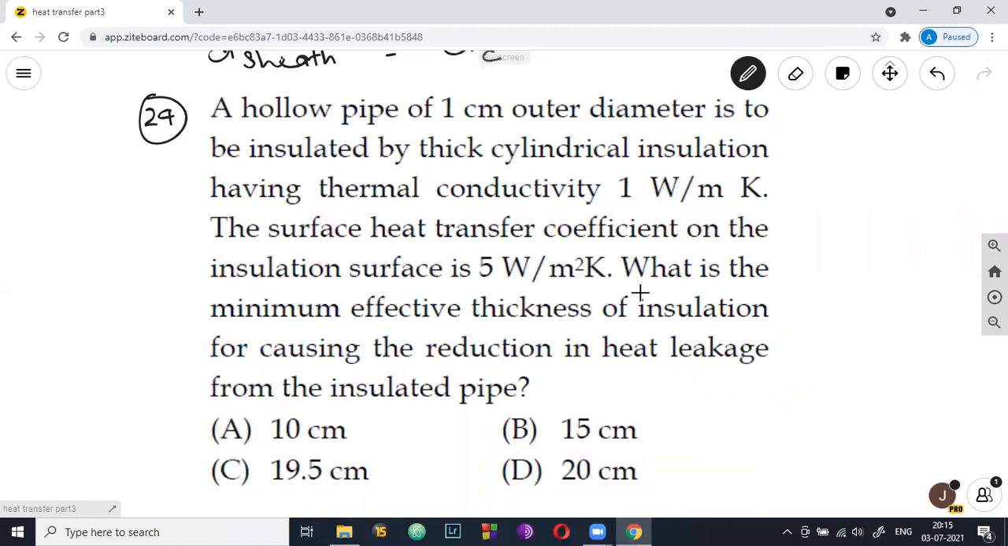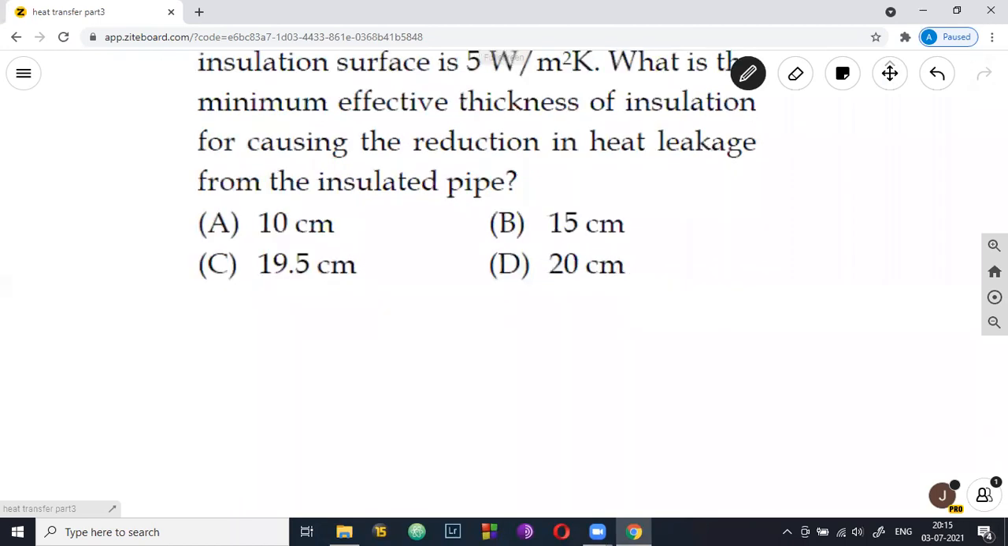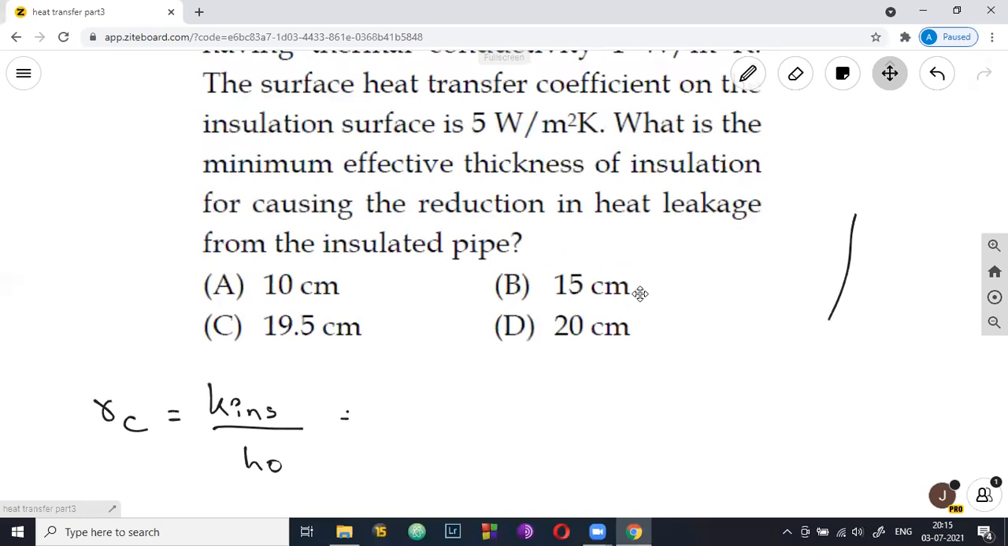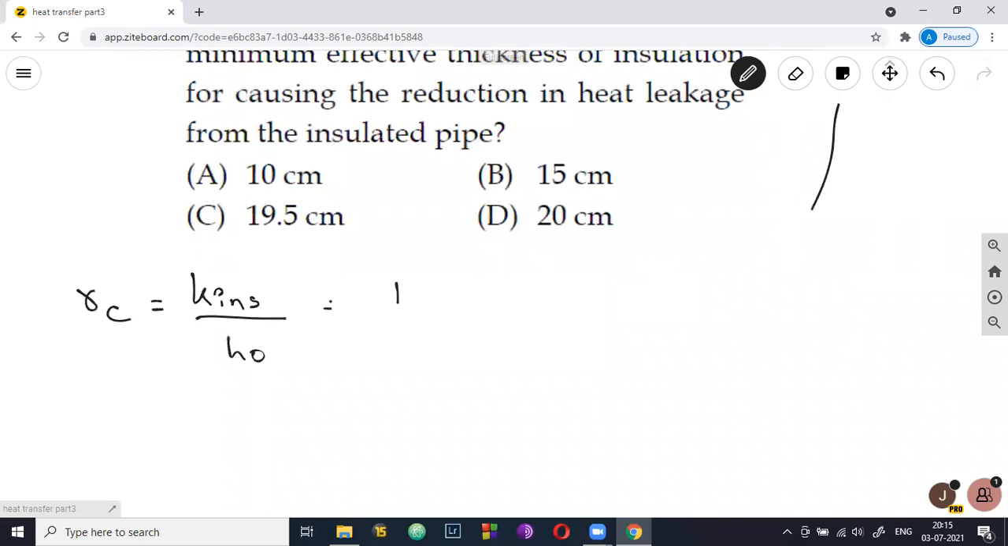Okay, so the minimum effective thickness is RC. So how to find minimum effective thickness? First of all, let's find RC. Since this is a cylindrical pipe, RC will be K insulation by HO. What is the insulator thermal conductivity? It is given as 1 and H value is 5. So 1 divided by 5, which is 0.2 meter, or in centimeter it is 20 centimeter. So this is your critical radius of insulation.